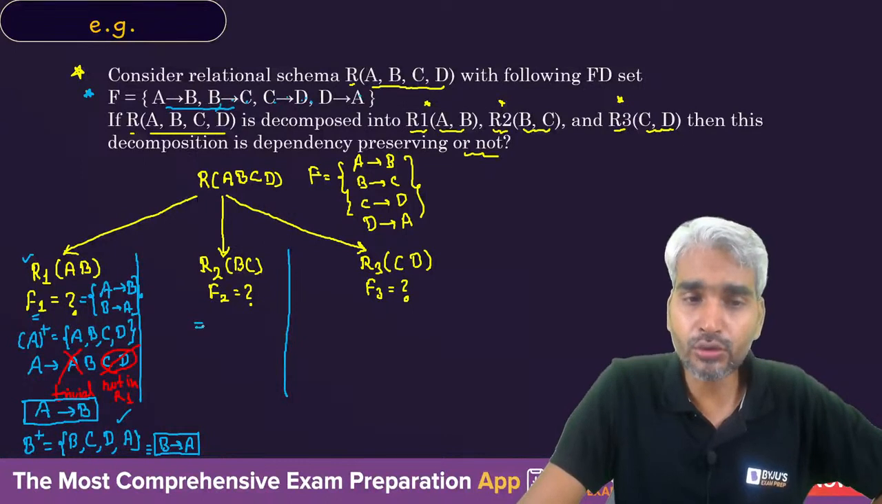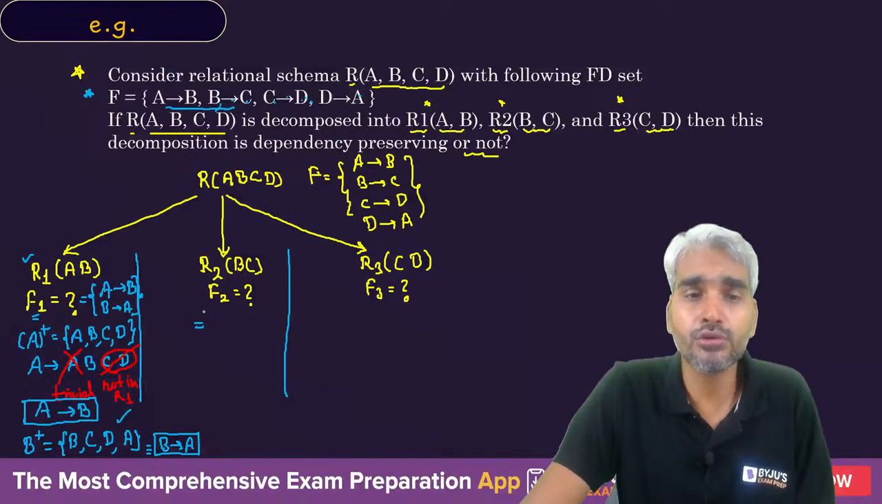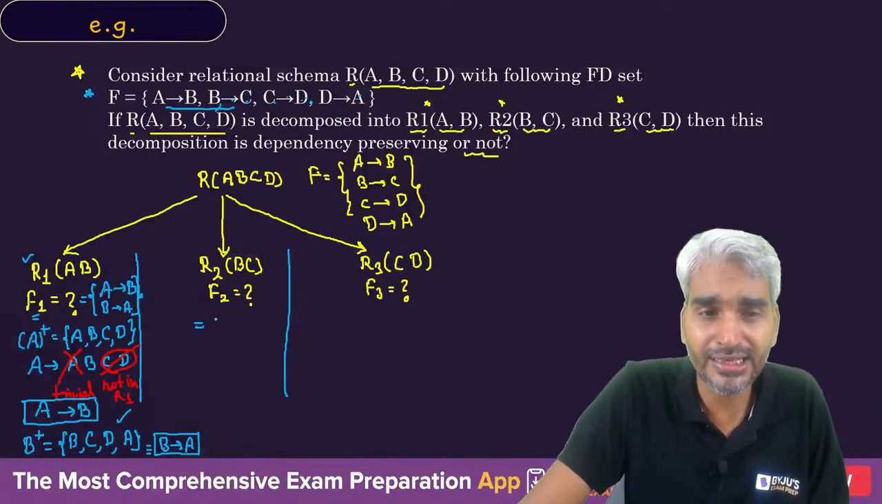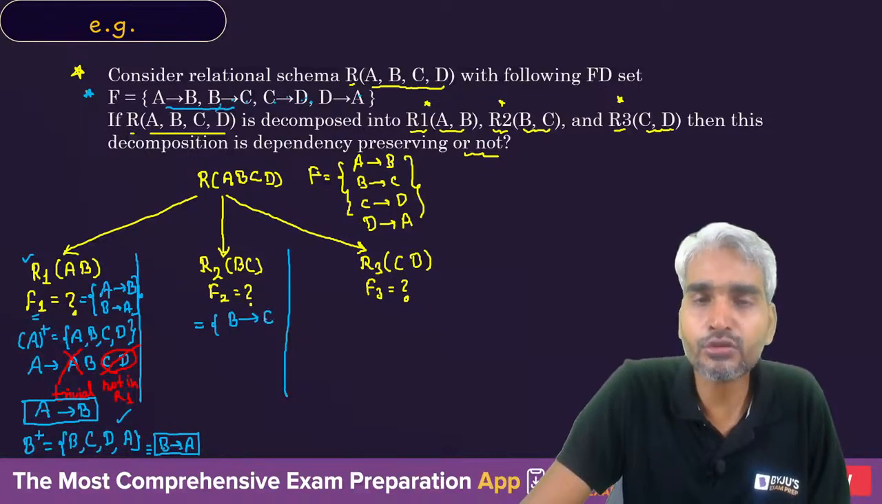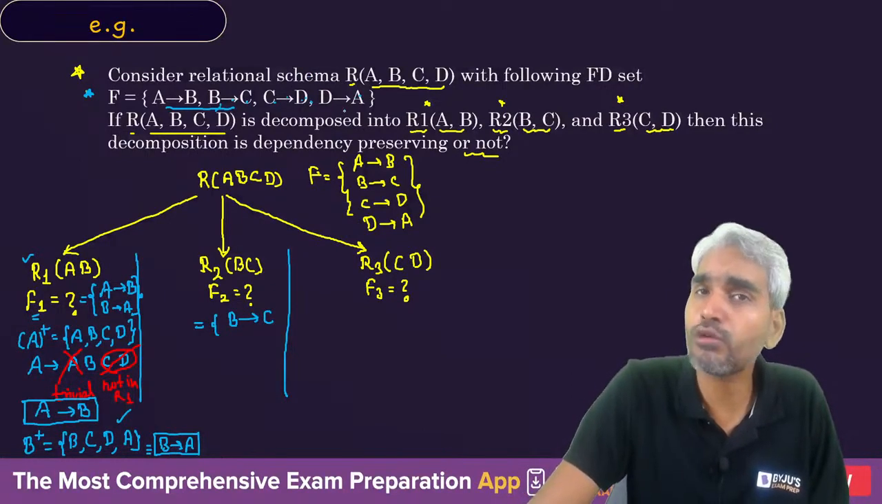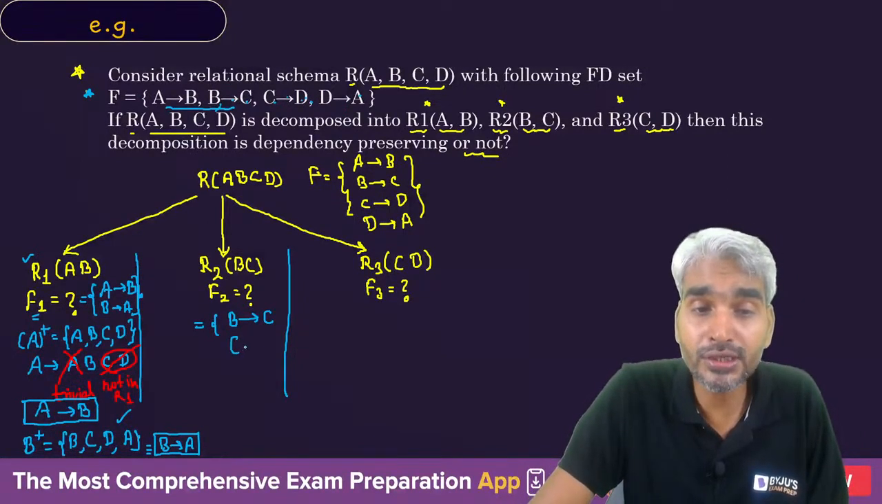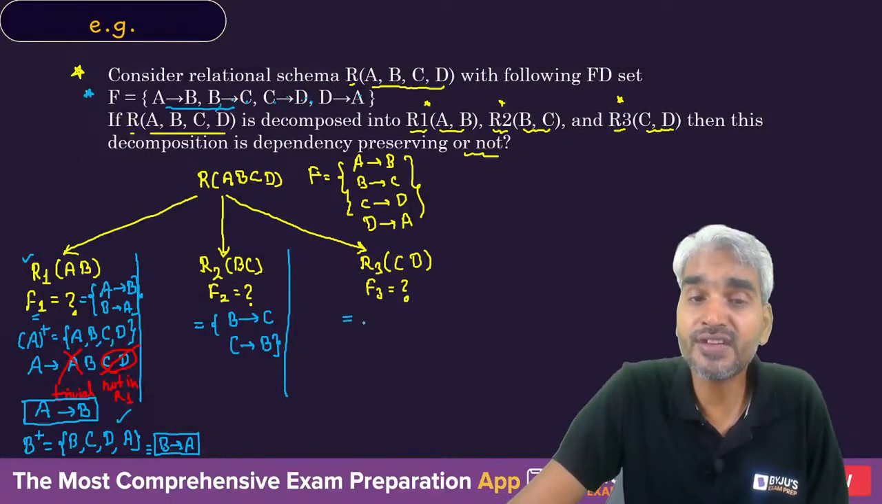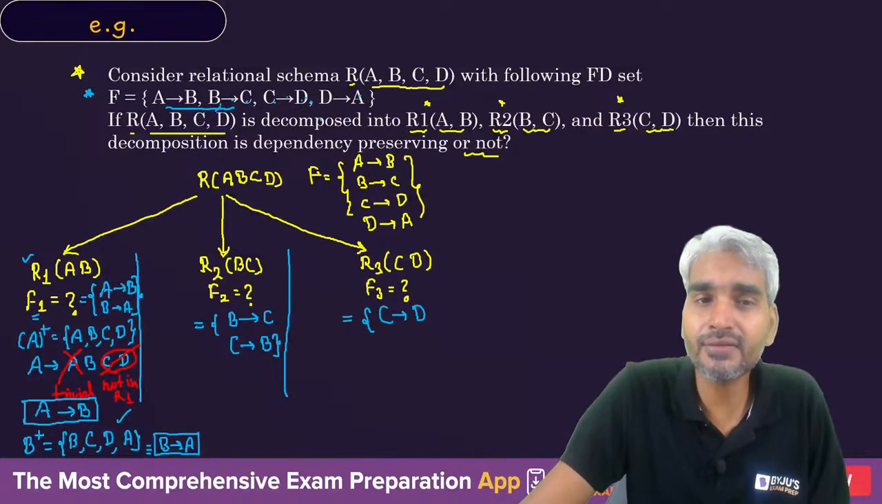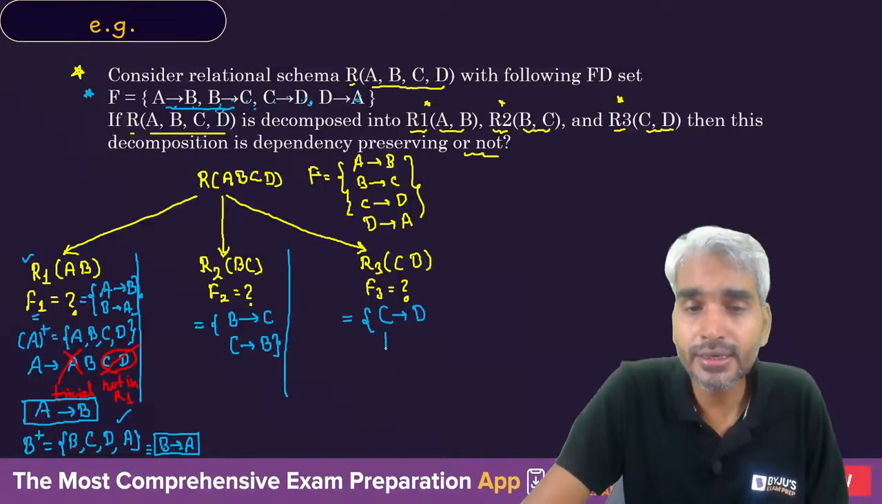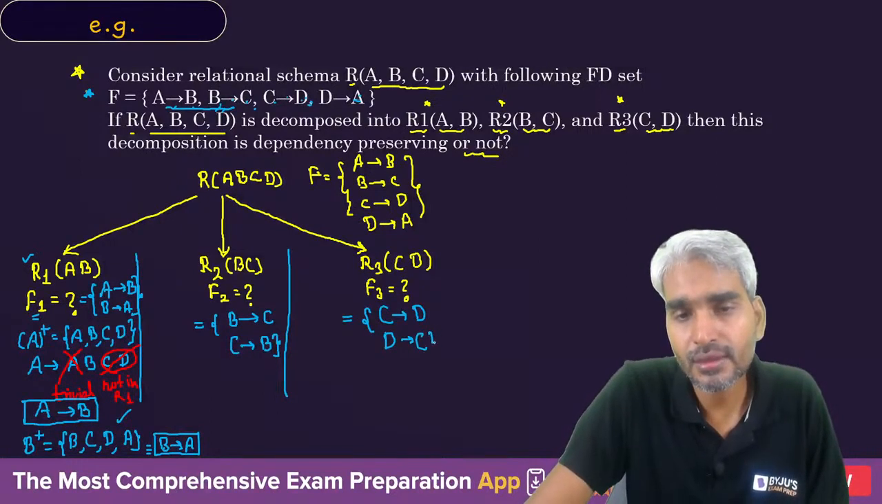Similarly, when you compute the FD set F2, you will come to know that B closure contains all the attributes. Therefore, yes, B implies C will be a part of F2. Similarly, C to D and D to A, therefore C to A. Now, C to A and A to B, therefore C to B. Therefore, C to B is also present in F2. Similarly, what will be FD set F3? F3 will have C to D, obviously directly available. Now D to A and A to B, therefore D to B. D to B and B to C, therefore D to C.